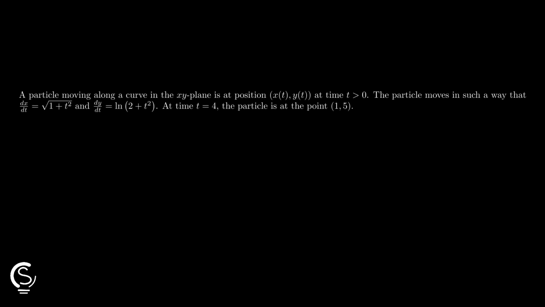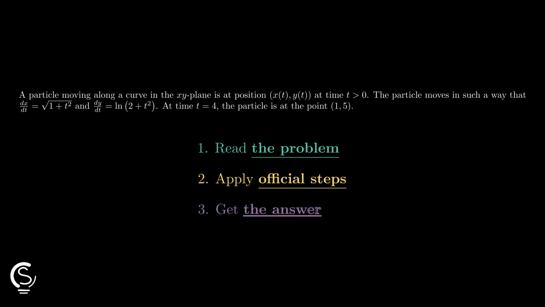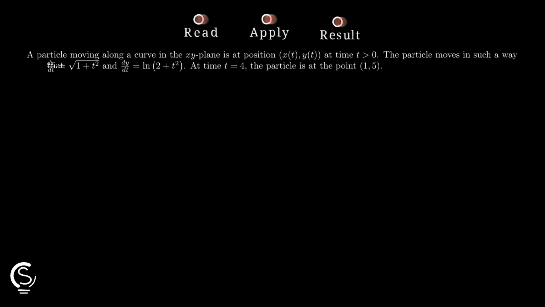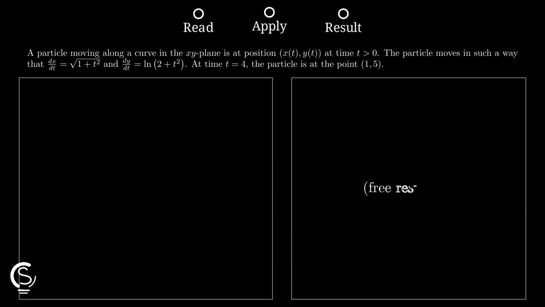Let's go! A. To find the slope of the tangent line at t equals 4, calculate the derivative dy/dx equals dy/dt over dx/dt. Equals natural log of 2 plus 4 squared over square root of 1 plus 4 squared, equals natural log 18 over root 17, or 0.701. B.